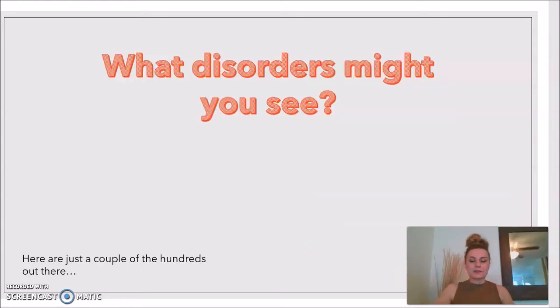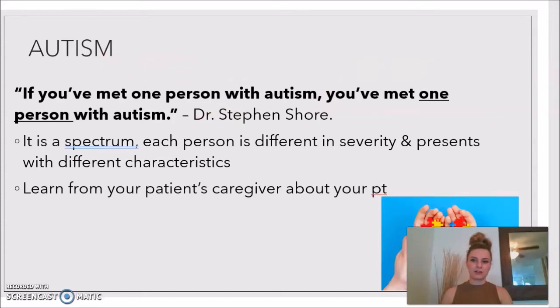So, what kind of disorders might you see in the hospital? Well, there's so many disorders out there. We're just going to look at a couple of them right now. So, along with the ADHD thing, I'm going to start talking about autism first. You might not see that too often, but it will come up once in a while, autism. One thing I want to say with autism is that everybody's so different. So one of my favorite quotes is, if you've met one person with autism, you've met one person with autism.